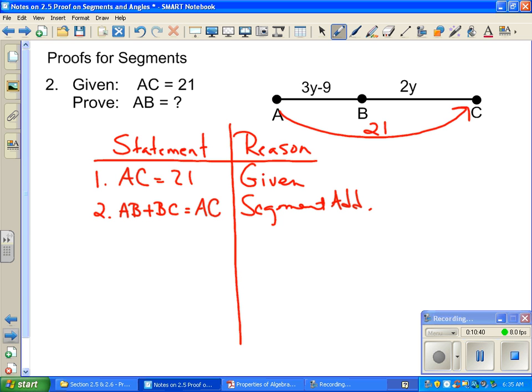Now once you state that, then you can plug in what those represent. On the picture, AB says it's 3y minus 9. On the picture, it says 2y for BC. And in our given, it said that AC is 21. So we have now substituted all of the different things that are on the picture as well as the given into our formula.